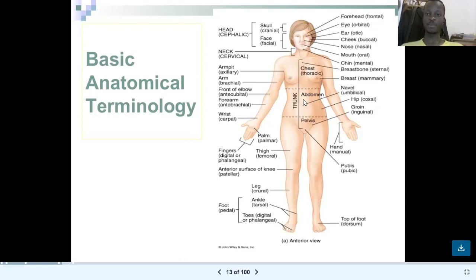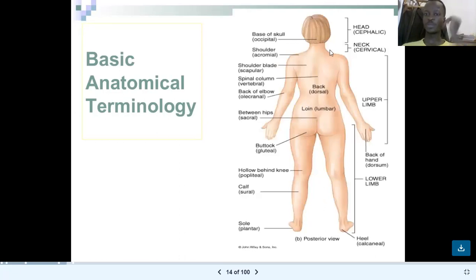Then turning posteriorly, this is going to be the back, the dorsal region. This is the lumbar region because you have the five lumbar vertebrae in that region. This is the gluteal region, commonly referred to as the buttock region, right? Then you can still appreciate your lower limbs and the upper limbs, but from a dorsal view. This is going to be the base of the skull, where you're going to have the occipital bone, right? The occiput.